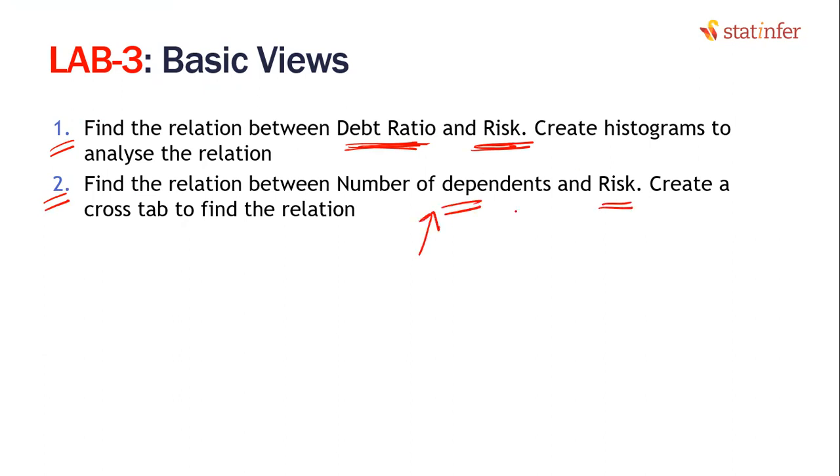Find the relation between number of dependents versus risk. If there are more and more dependents, does it impact the risk? Again, you may have to convert that number of dependents into a dimension and then create a crosstab. Here you have to create histograms or box plots. So try out these two steps. Then we will go to the next step, which is the multivariate analysis. So before getting into multivariate analysis, make sure that you complete this exercise.